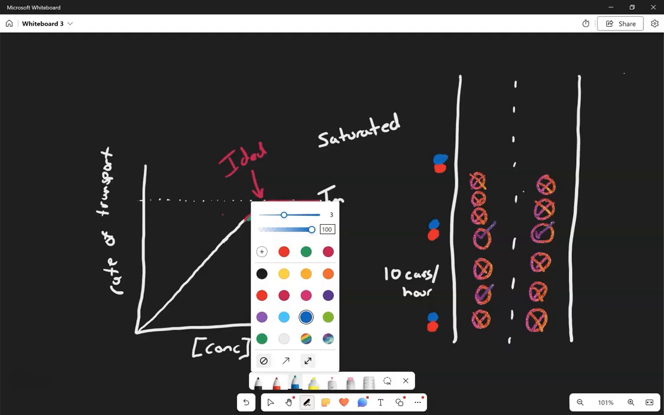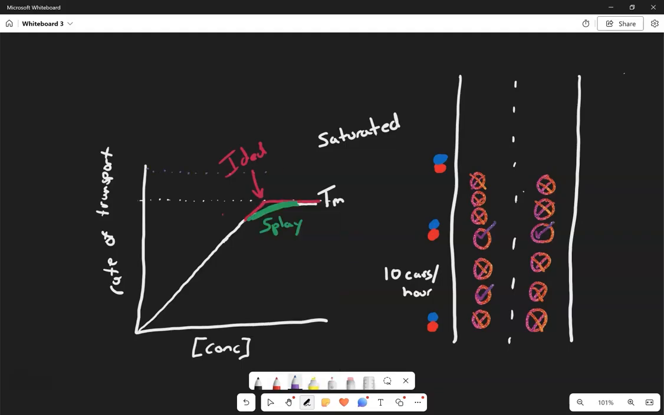So if I want to move more things, and I want to increase my transport maximum up here, I have to add more channels, right? Or add more open channels. So what happens is we increase our permeability to whatever it is that we're trying to transport. If we add more channels or open more channels, we are increasing our permeability, which increases our transport maximum, or the rate at which we can transport things.